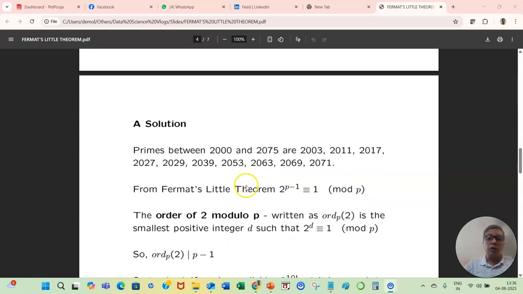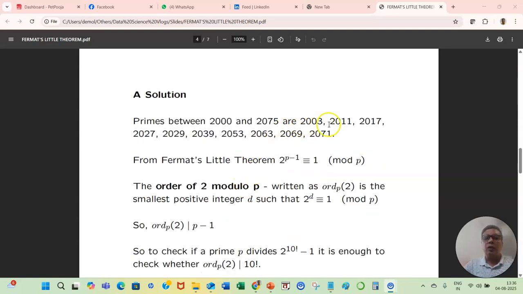Primes between 2000 and 2075 are 2003, 2011, 2017, 2027, 2029, 2039, 2053, 2063, 2069 and 2071. This I got by a simple program in Python.